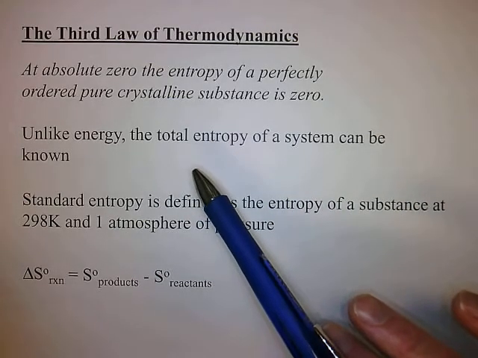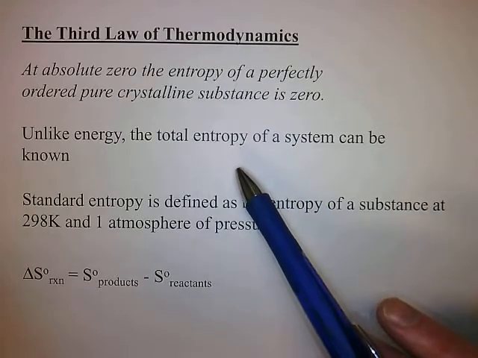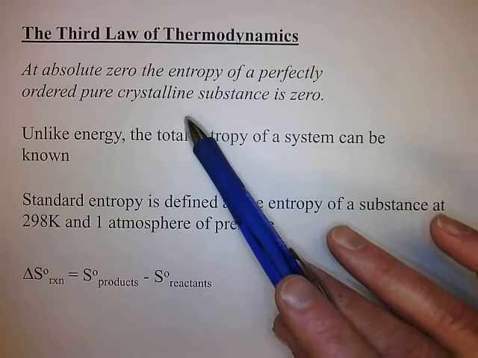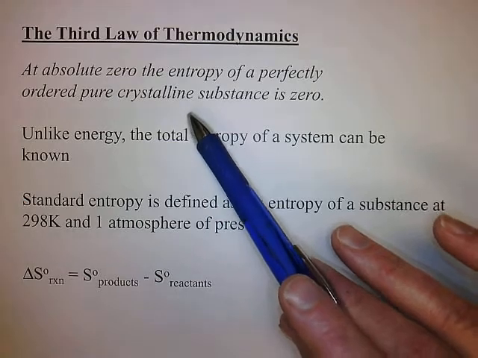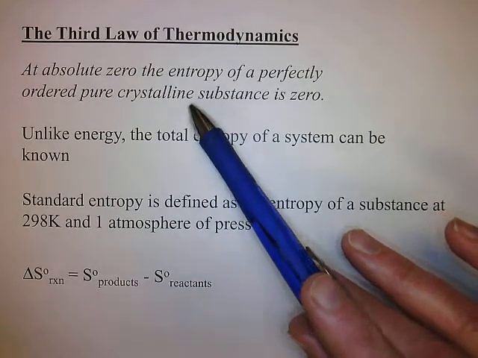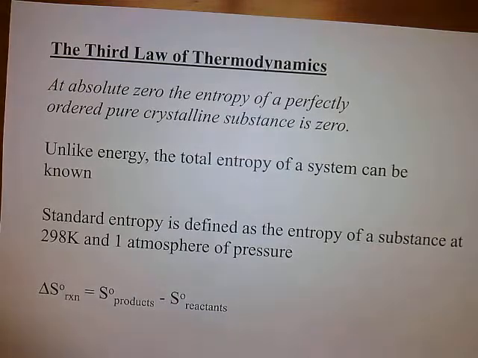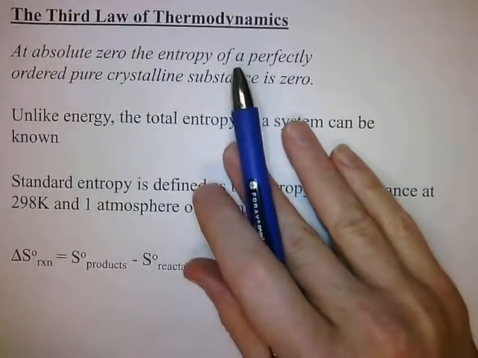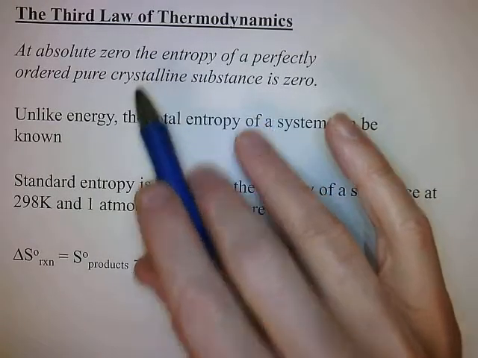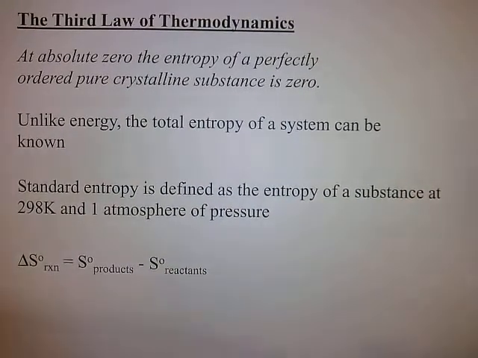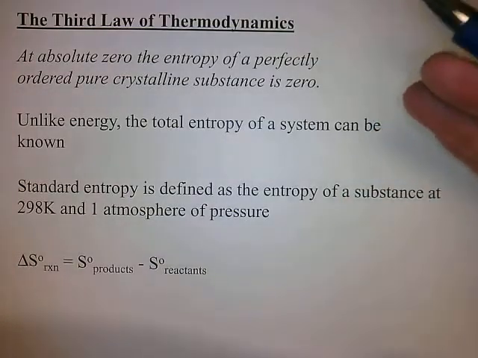So, unlike energy, the total entropy of a system can be known. So remember what we said about energy. Back to my example of the hot cup of coffee. We said only changes in energy can be measured. We can measure the change in energy as the coffee cools off, but we can't know how much energy it had to start out with. This is not true of entropy, because we have a definition for zero entropy. Okay, at absolute zero, entropy of a perfectly ordered, pure crystalline substance is zero. So one more time, this means that we can define zero entropy.